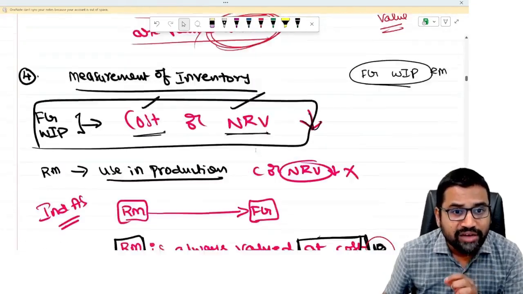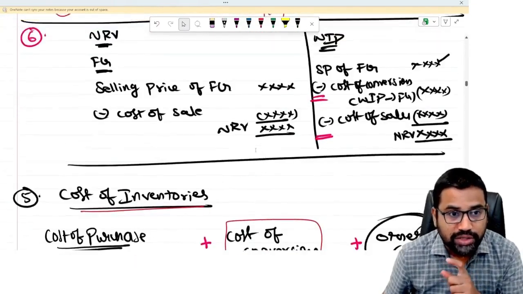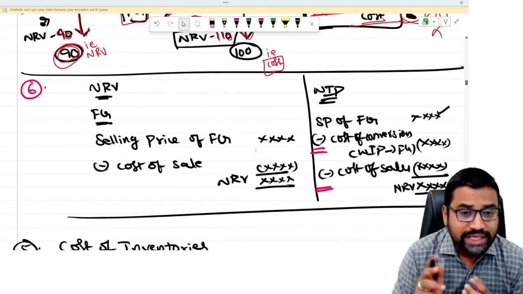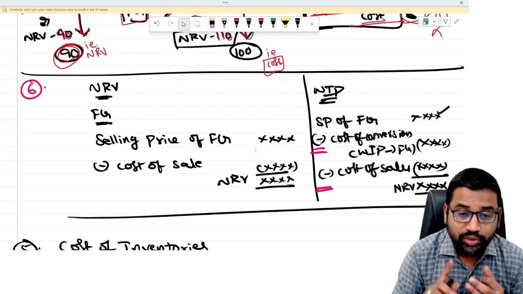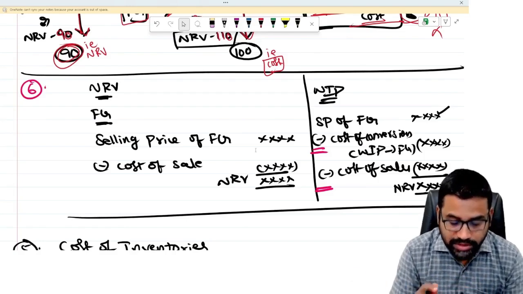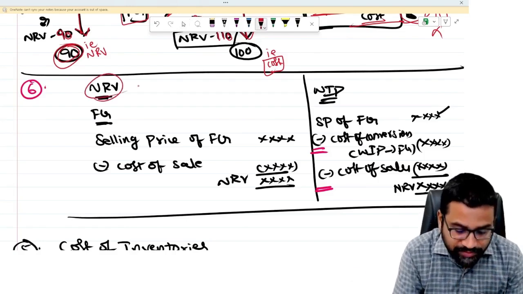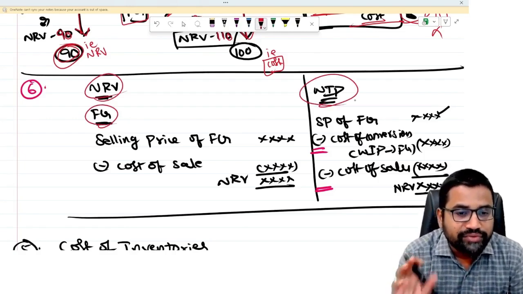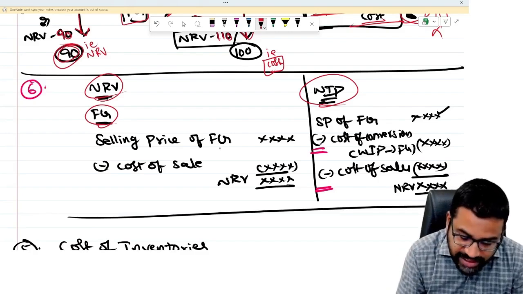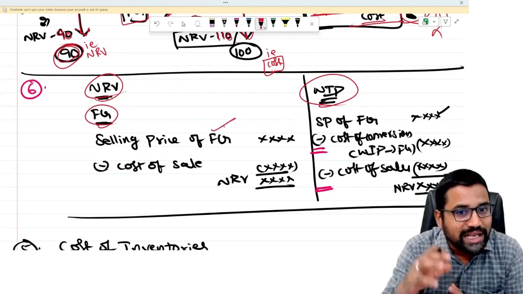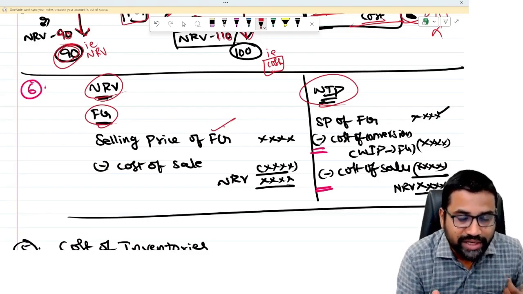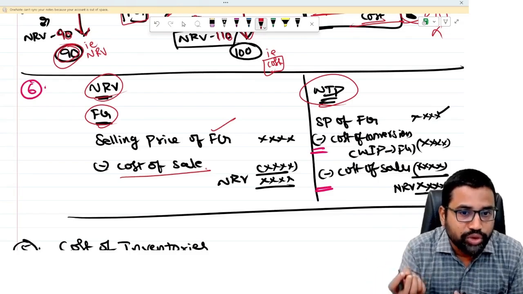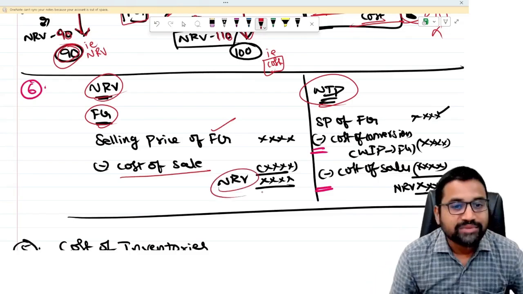Now, how to determine the NRV? We discussed how to determine the cost. Tell me, cost or NRV is applicable for what? Finished goods and work in progress, not for raw material, right? So this NRV is applicable only for finished goods and work in progress. How to find the NRV of finished goods? Simple. Take the estimated selling price of the finished goods: if I sell this finished good in the market right now, how much am I going to get? Minus the cost of sale: to sell these finished goods, how much cost am I going to incur? Minus it, and you will get the net realizable value.